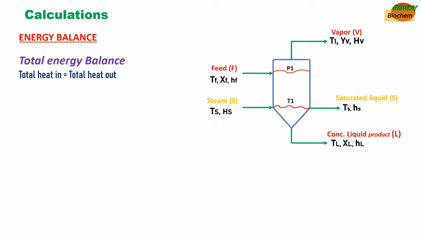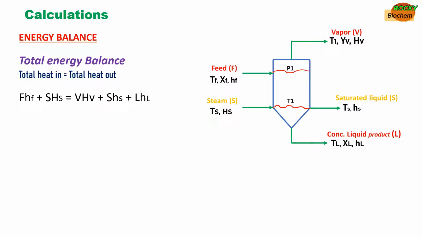So we need to find the total amount of heat entering, and it should be equal to the total amount of heat exiting. To get the various amounts of heat entering, we just have to multiply the flow rate of the feed by HF. HF is the enthalpy of the feed.